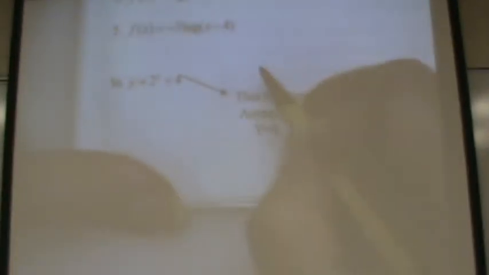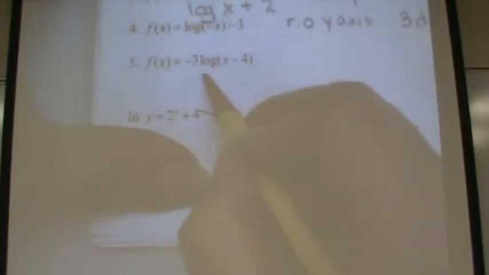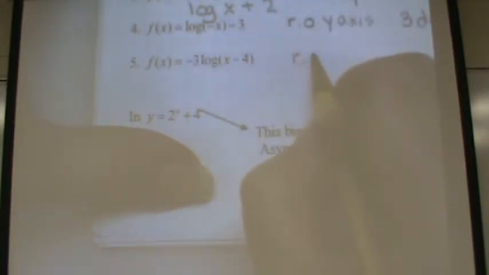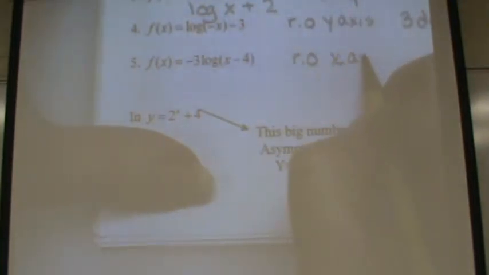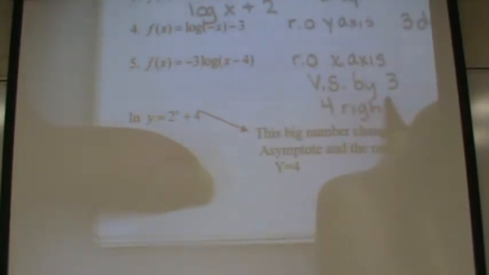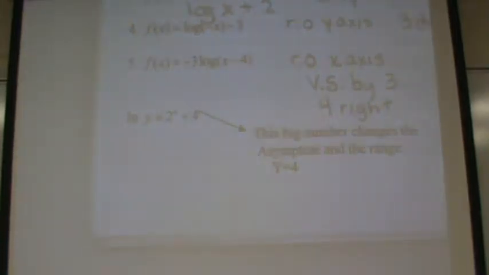And the last one. This one, there's 3 transformations here. It's reflected over the x-axis. And it's a vertical stretch by 3. And then it's 4 units right. Okay? Questions? Anybody have any questions on that?